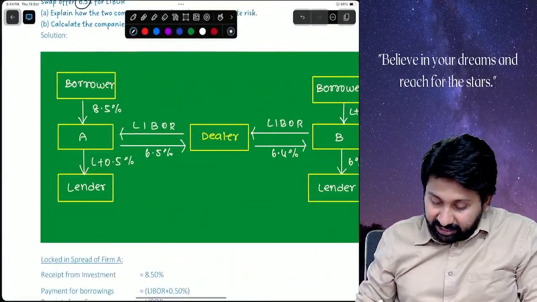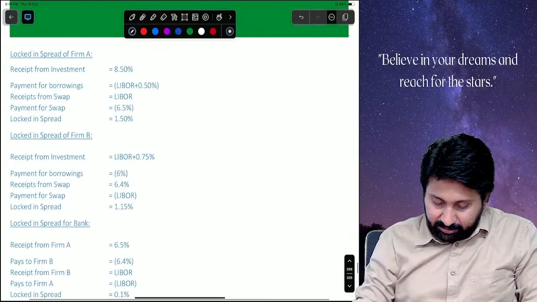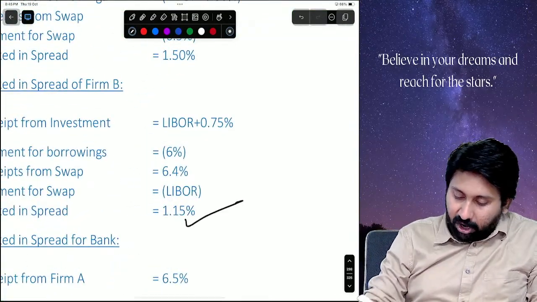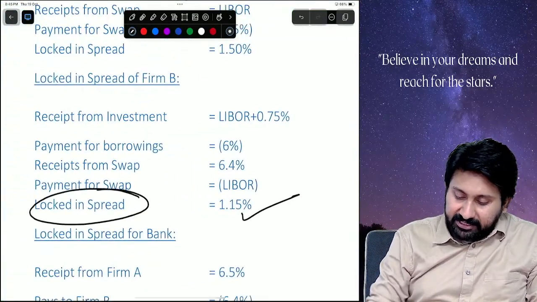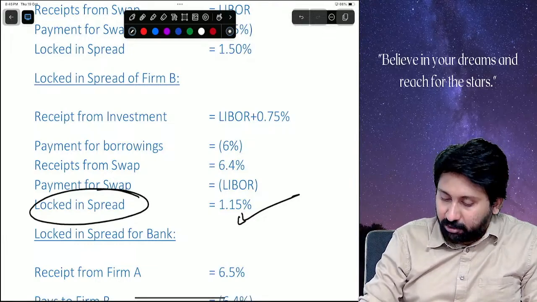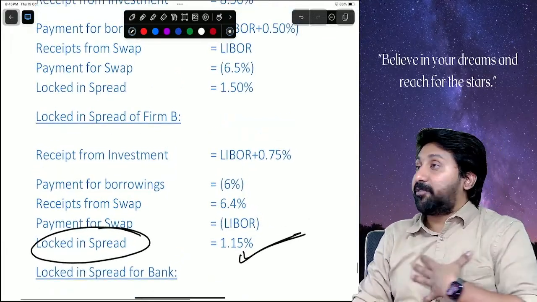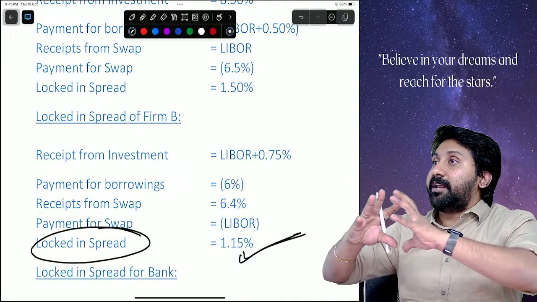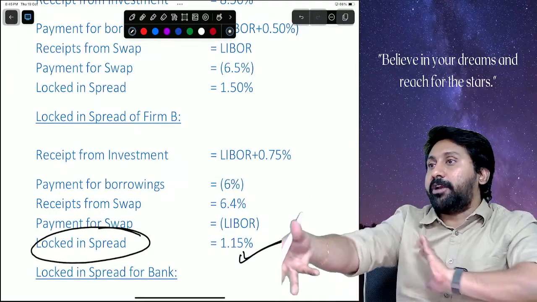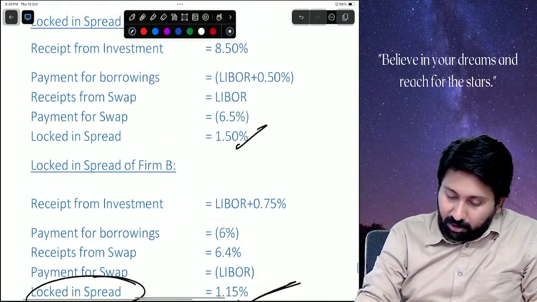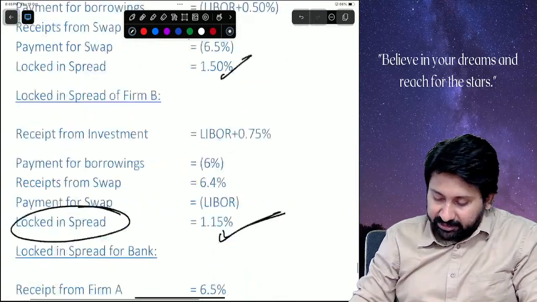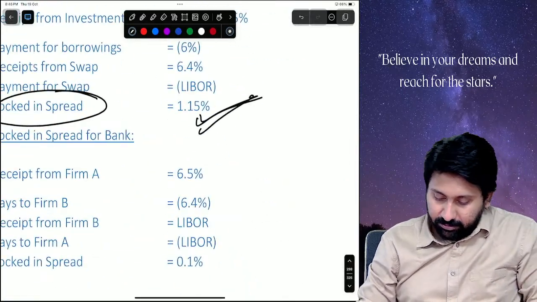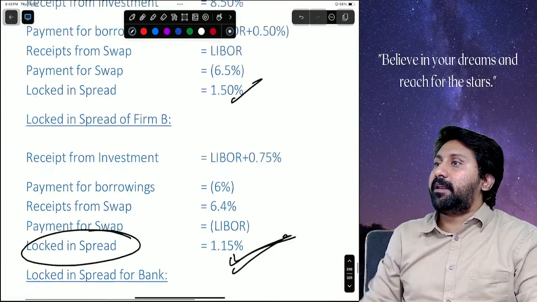This is the locked-in spread that they are charging. What is the locked-in spread? 1.1. That means it is a net payment from you. Locked-in spread, how much? 1.1. Because of paying this excess, you are getting your conversion from fixed to floating, floating to fixed. Here, how much are you bearing? 1.5 extra. He is bearing how much? 1.1. Technically, for the swap dealer, what is the profit?